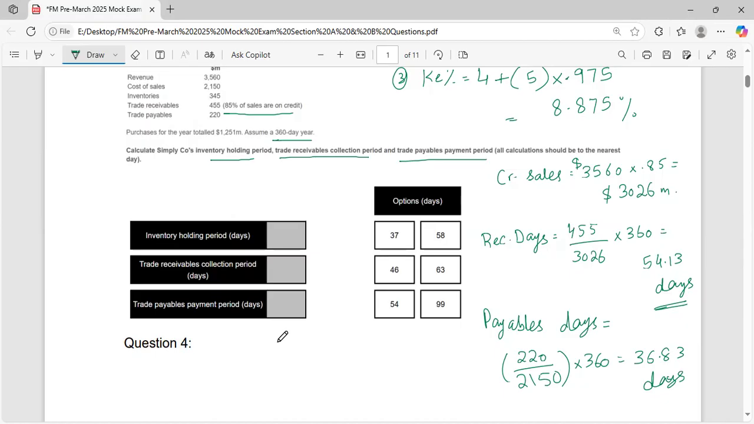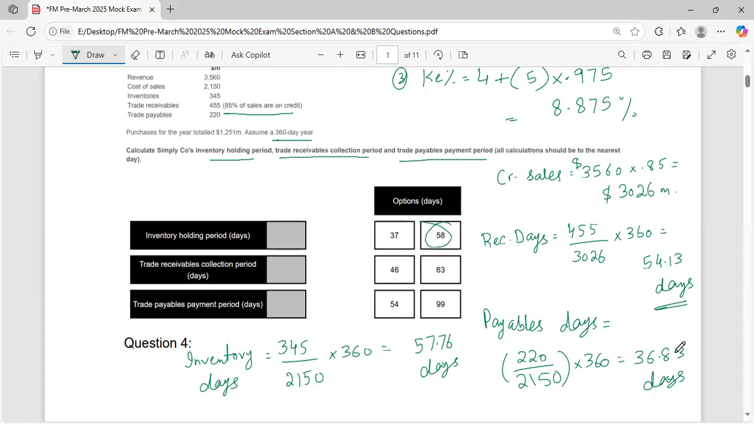Then we have inventories 345, inventory days divided by 2150 multiplied by 360. It is 57.76 days, almost 58 days. So the inventory holding period, this one is correct.